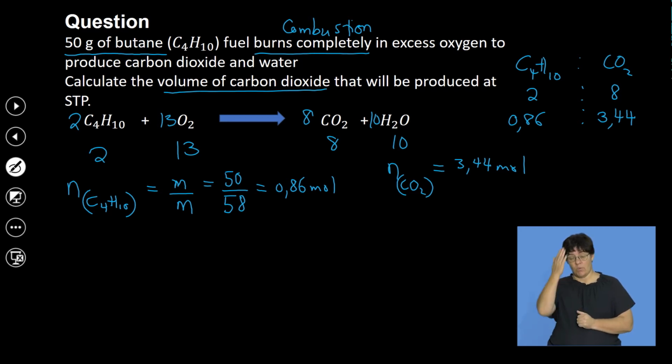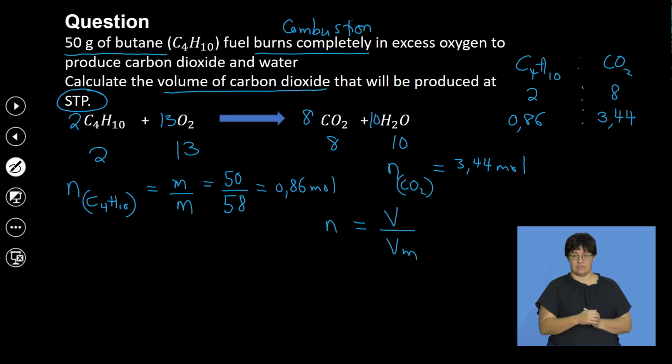Okay, so what do we know? We know that a mole of any gas at standard temperature and pressure will actually occupy a fixed volume, which is the molar gas volume of 22.4, right? So we know that moles is equal to volume over molar gas volume, right? Now, for us to determine the volume of carbon dioxide gas, we'll then say 3.44 moles is equal to the volume that it will occupy divided by the molar gas volume, which is 22.4 cubic decimeters, right?